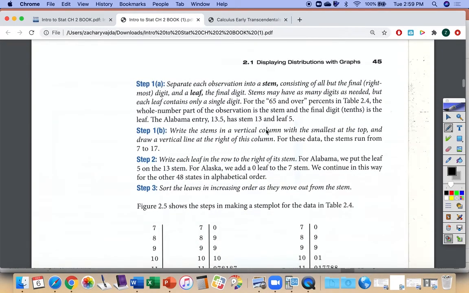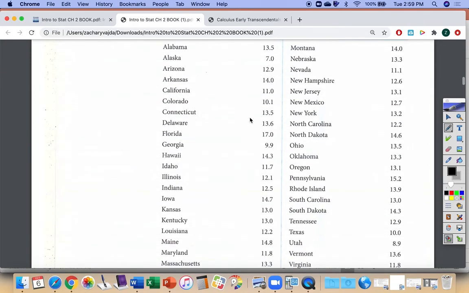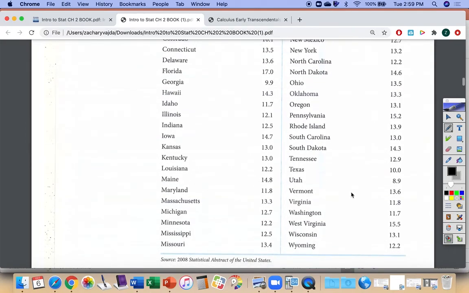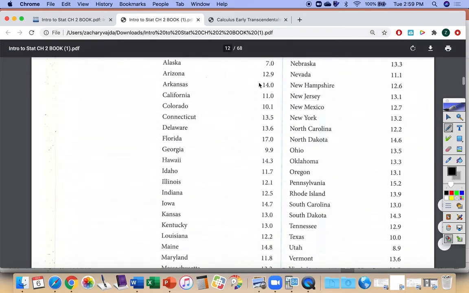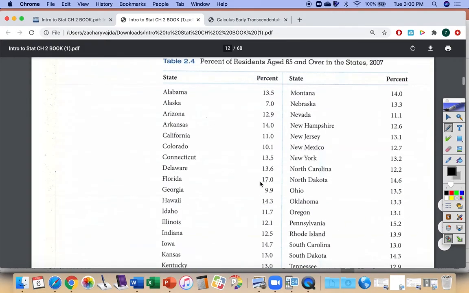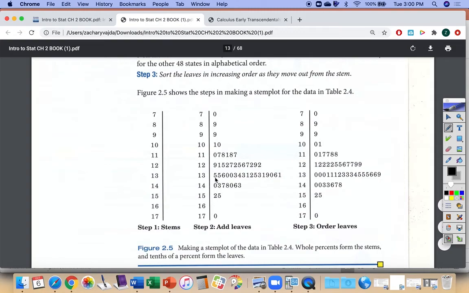So let's go over how we would make it. Here are the steps. First, we separate the stems, and the leaf would be the decimal. Then I'm going to write out all of the stems. Let's show you how you find the stems. The stems go from the smallest number, in this case 7, to the highest stem. The highest stem I think is down in Florida. Yes, 17. The highest number here is 17, the lowest is 7. So my stems go 7 through 17. Then you take the decimal for each of these, like 13.5. And you can see here they went to 13, and the first one they had was a 5. And you place all of the leaves where they go.